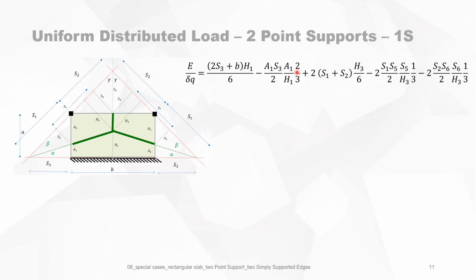So this is the portion we subtract. It is, for instance, A1 times S3 divided by 2, and we take the maximum deflection. It's A1 divided by H1, and that we take 1/3 because this is the triangle. That's what you get here.